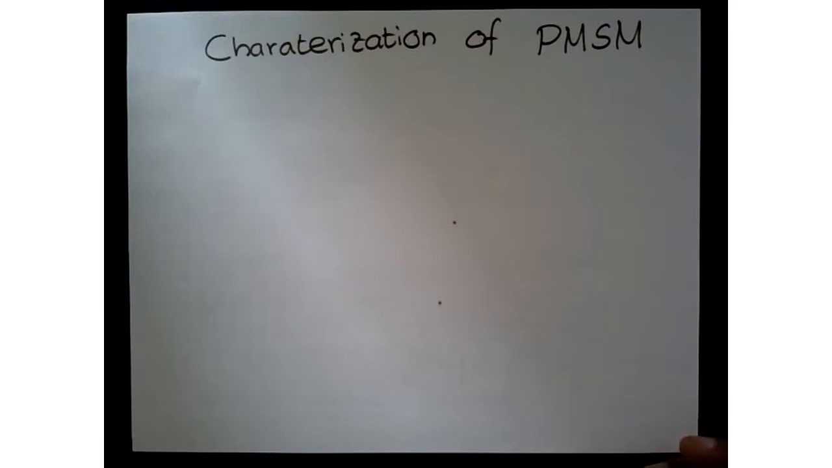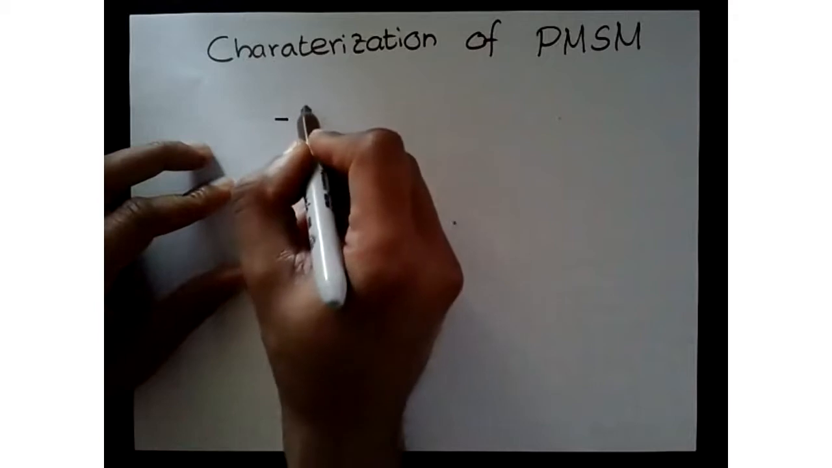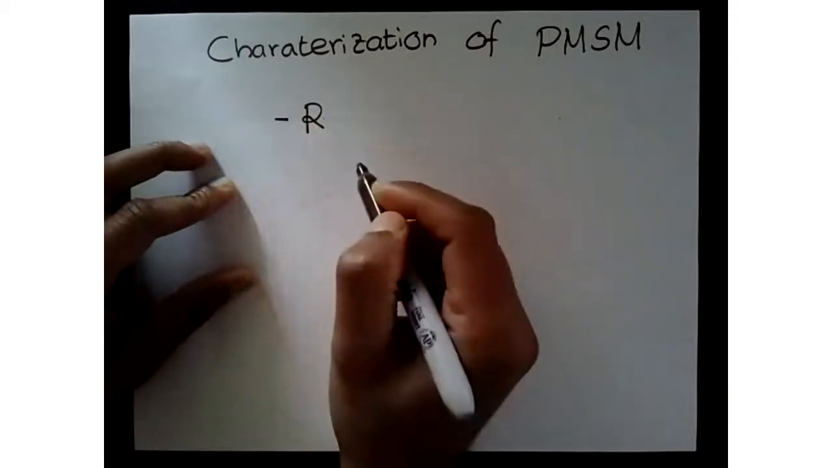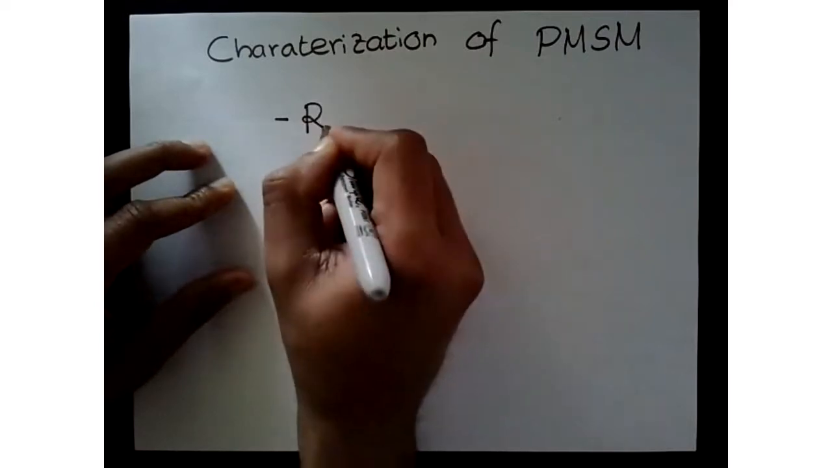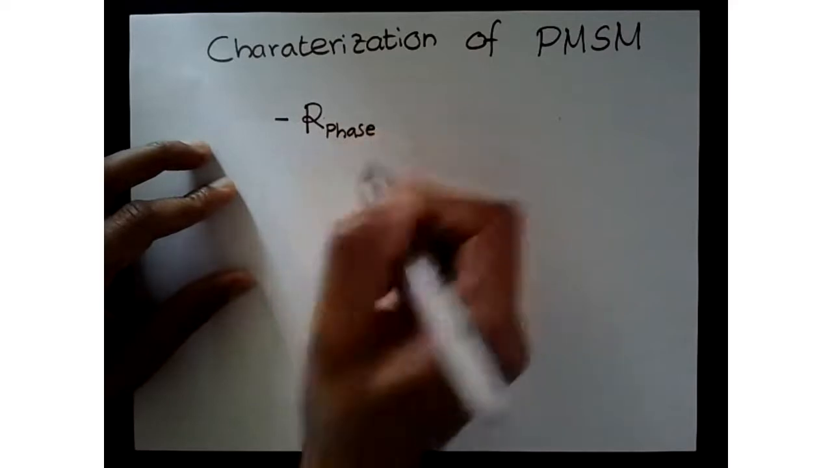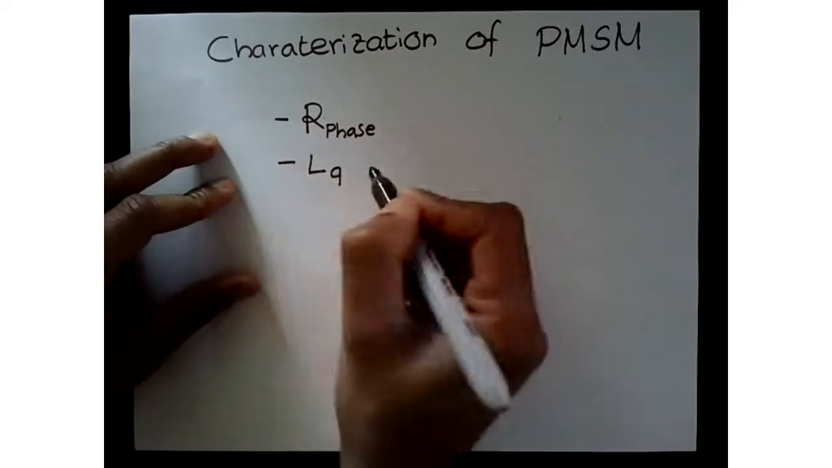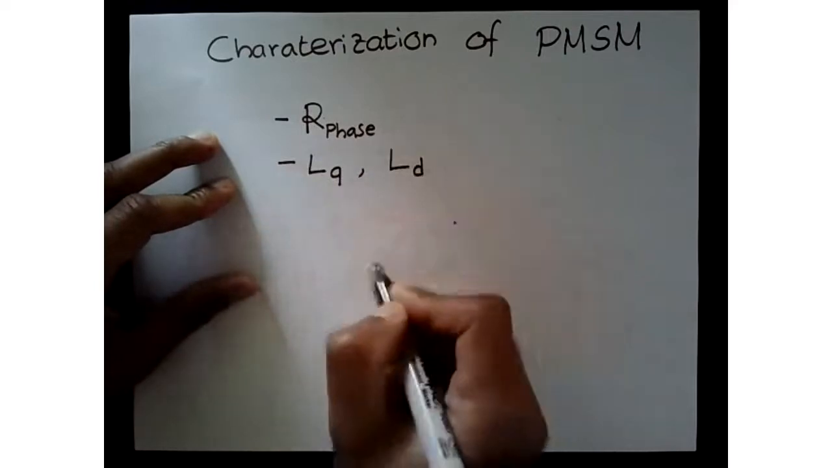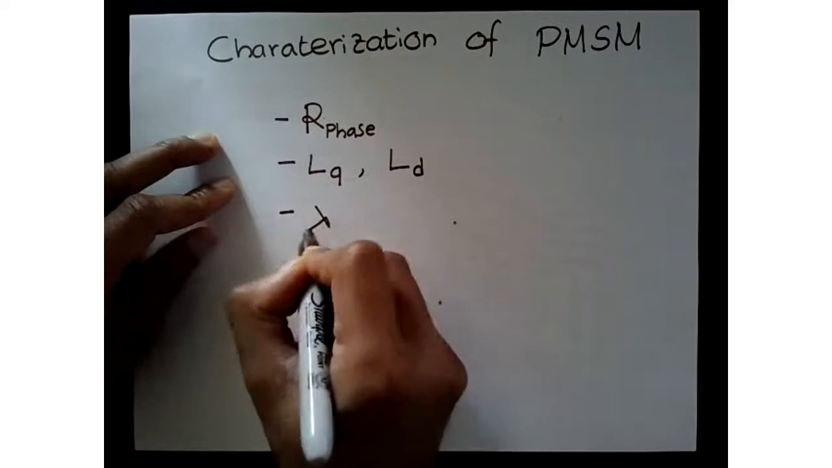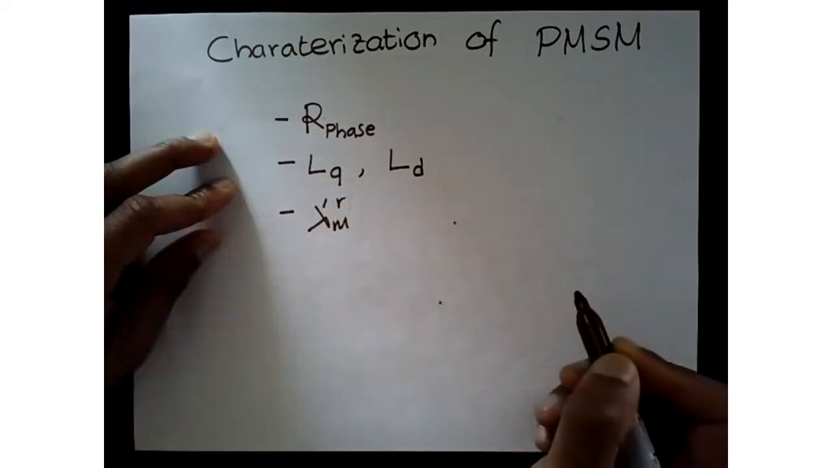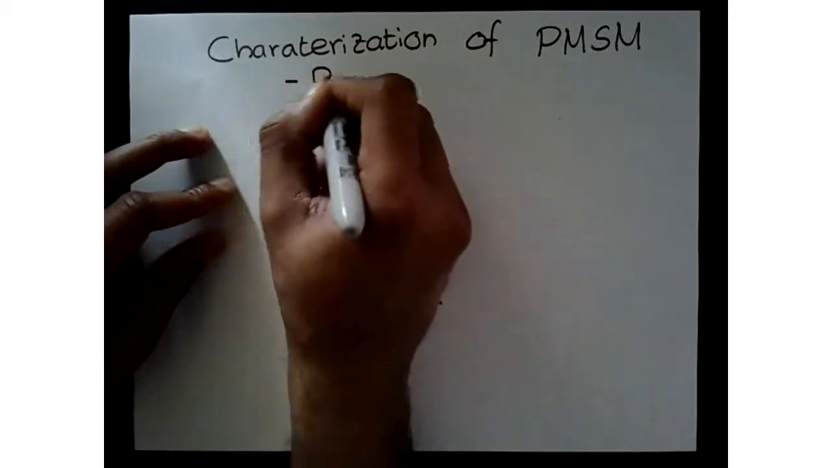If you can remember, for a DC motor, we had the resistance, right? The winding resistance that we looked at. And similarly, here we are going to have the phase resistance. And then we're going to have inductance, right? In this case, we're going to have LQ and LD, two inductance values. And then we're going to have our back EMF constant, lambda M prime R. And then one more thing, we shouldn't forget number of poles.